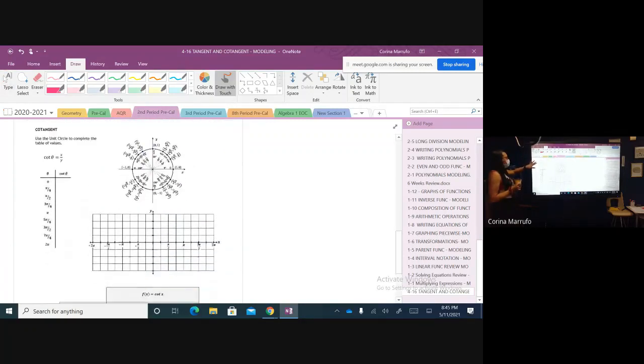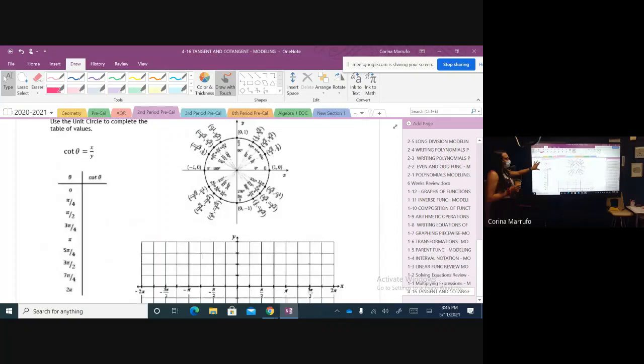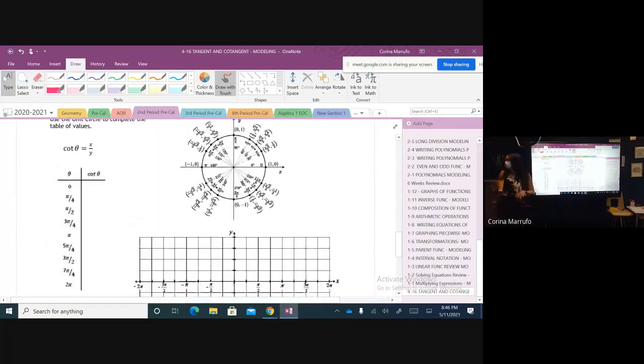All right. Now let's look at cotangent. So cotangent, use the unit circle to complete the table of values. This time our cotangent of theta is our x value divided by our y value. Okay, so it's backwards. So here at 0, we're going to take our x value, which is 1, and divide it by our y value, which is 0. So this one gives me undefined.